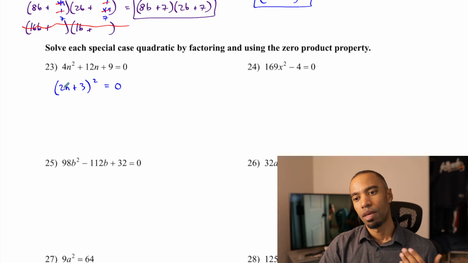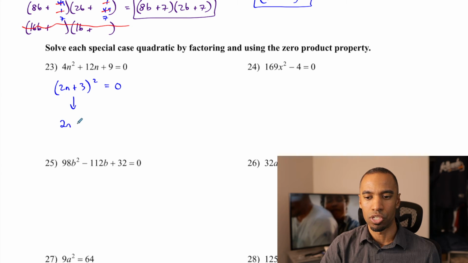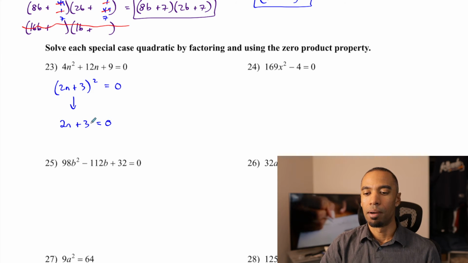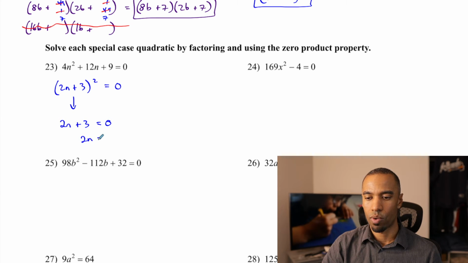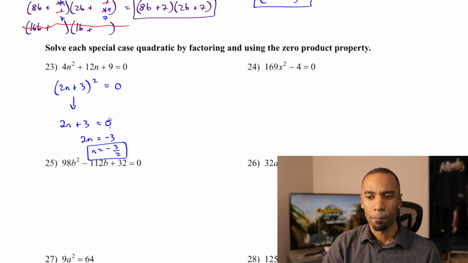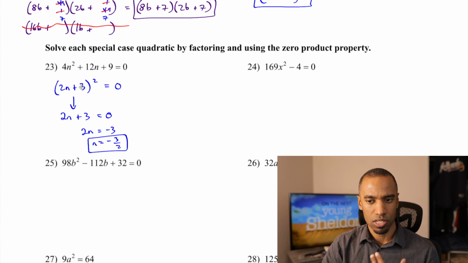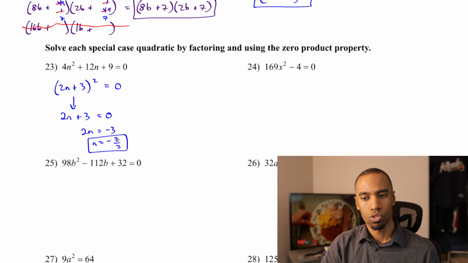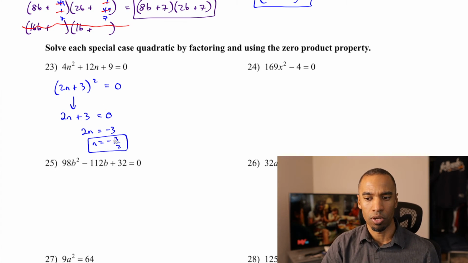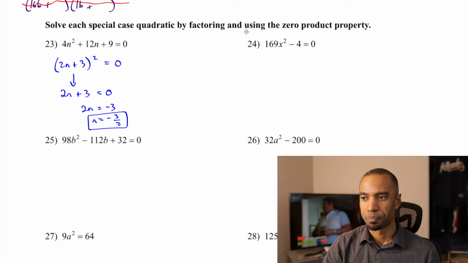Now, if something squared is 0, then that means that thing is 0, right? The only way to get 0 is by squaring 0. So if 2n plus 3 equals 0, subtract 3 from both sides and divide both sides by 2, n equals negative 3 halves. There's only one answer to that. Sometimes there's more than one when we factor things that are different, but this is the same linear factor twice. In every perfect square trinomial, you're only going to get one answer, and negative 3 halves was the only value that makes that true.